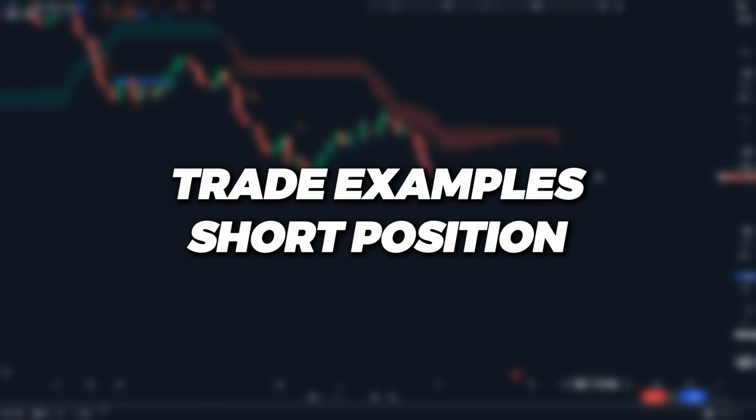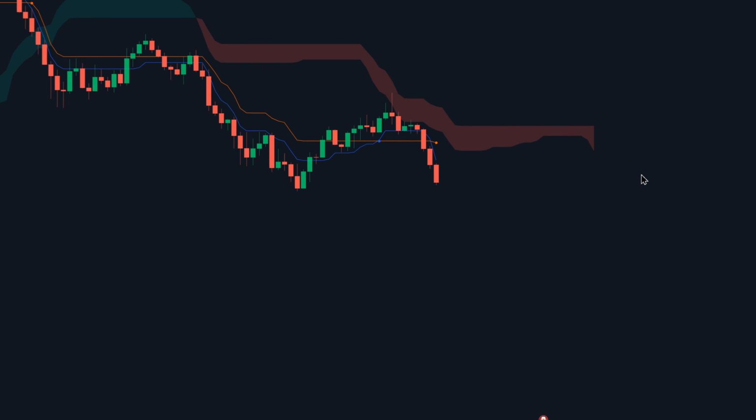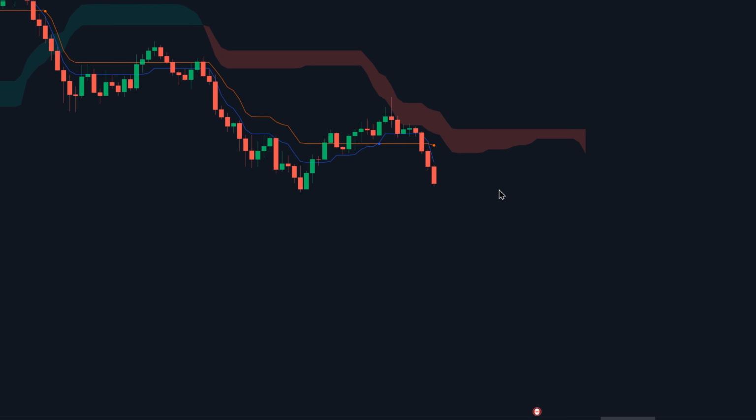Now, for short positions, we're going to do the opposite. The first condition is to ensure that the market is in a bearish trend. For that, you just make sure that the super Ichimoku Cloud, this one right here, is colored red and that the price is trading below it. This indicates a bearish trend.